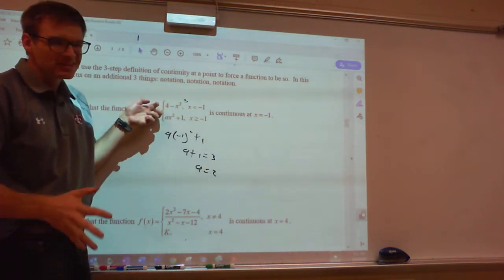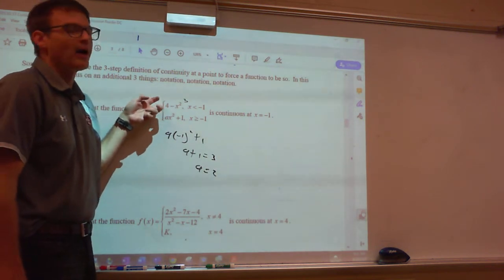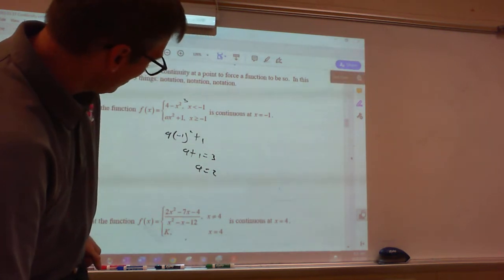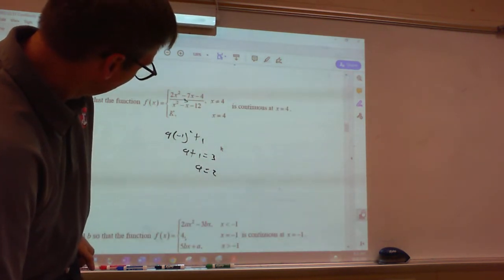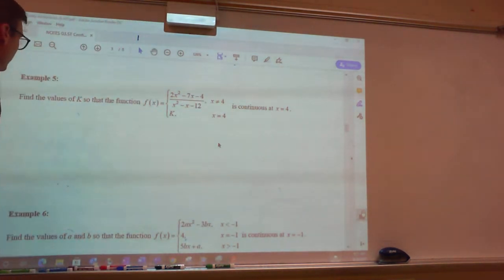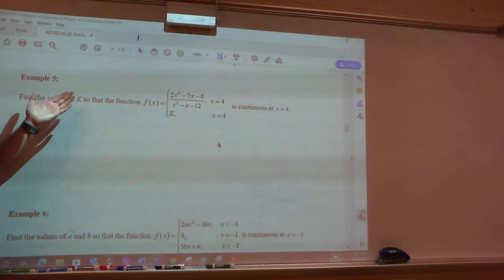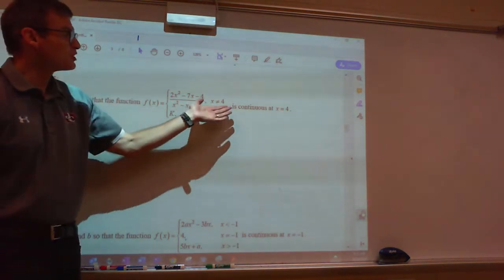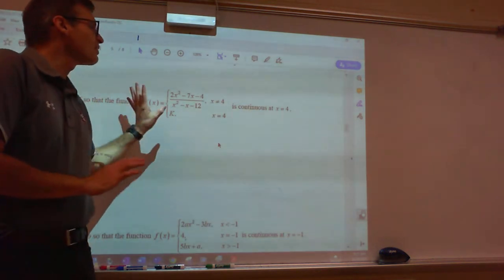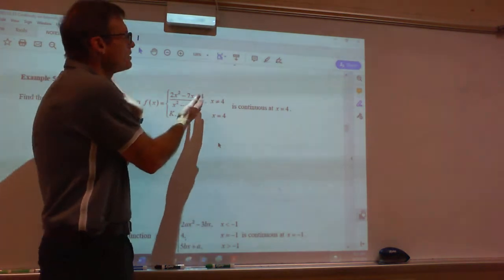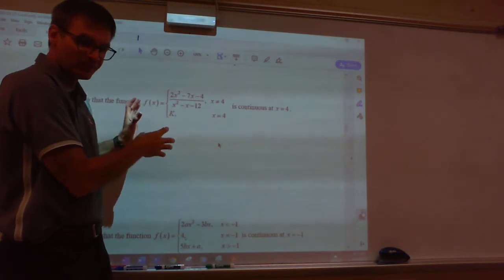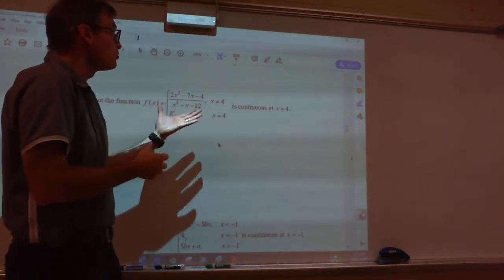And I'm going to say 20 years ago, this was a super common question. Over the last 15 years, they tend to ask stuff like this. And it says, find the values of k so that this is continuous. There's a lot going on with this particular function. I'm going to kind of give you the history of the function. You've done problems like this.